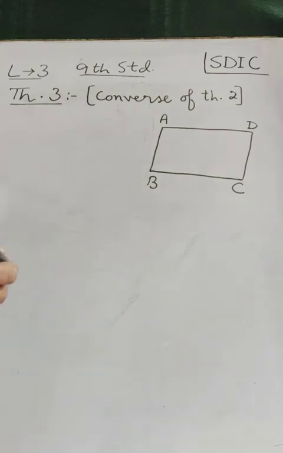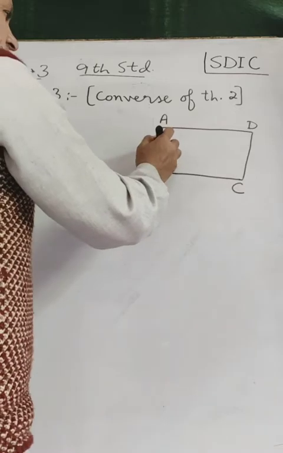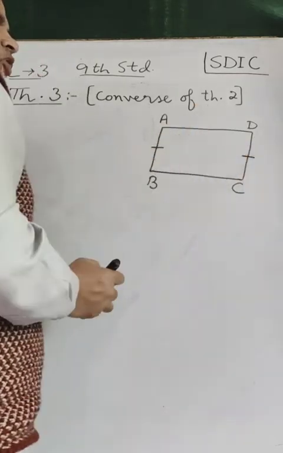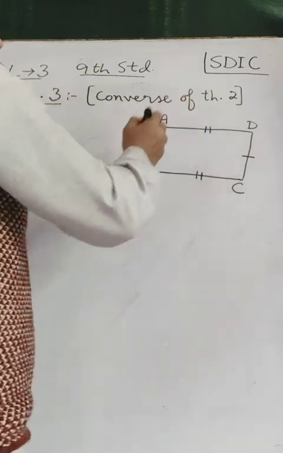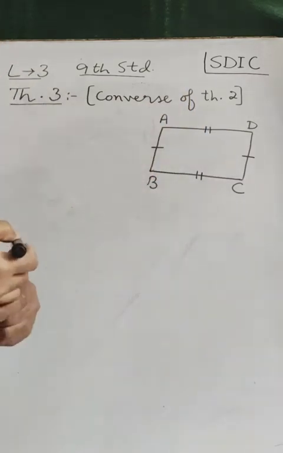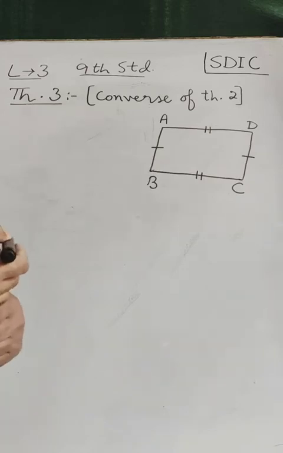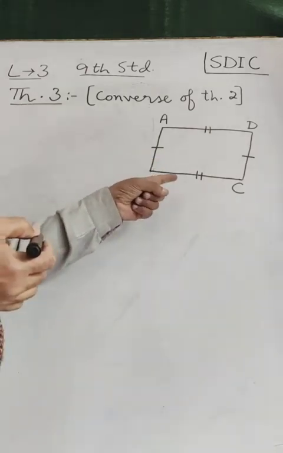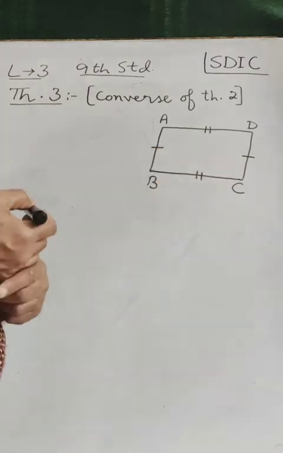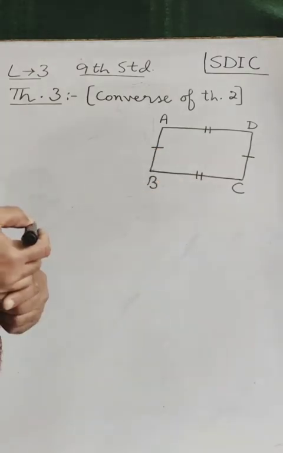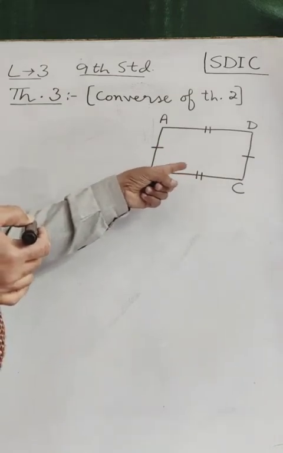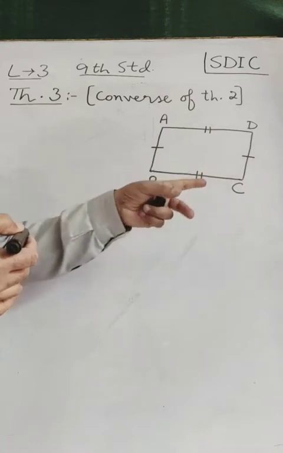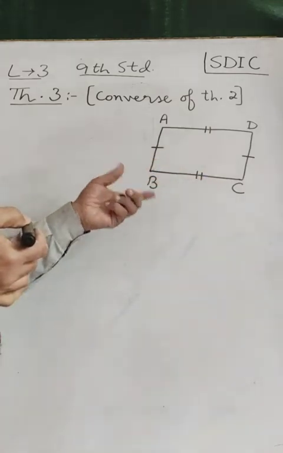And then, what is given to us in this? That both pairs of its opposite sides are of equal length. So, AB will be equal to CD. This is one pair. BC is equal to AD will be the second pair. Now, we have to prove it is a parallelogram. Remember, given is they are equal. Opposite sides are equal, not parallel. We have to prove it is a parallelogram, and as I said, we will prove that both pairs of its opposite sides are parallel, because that is the definition of a parallelogram.